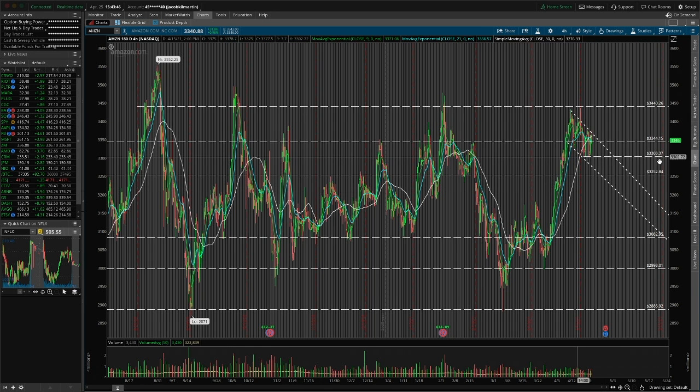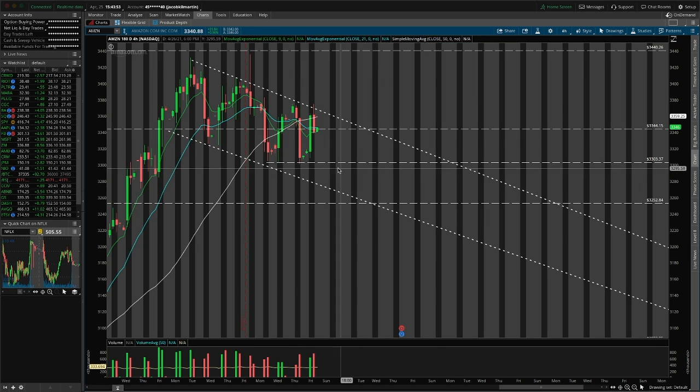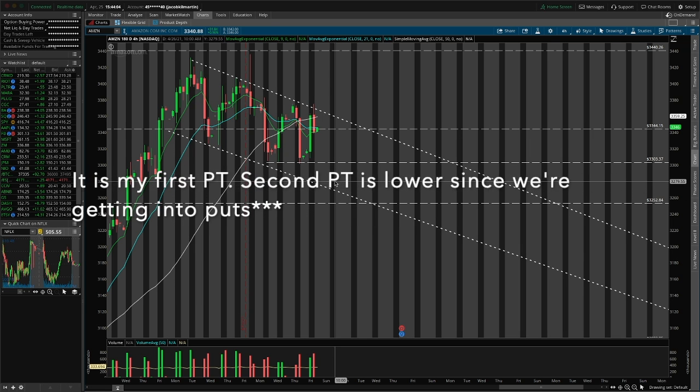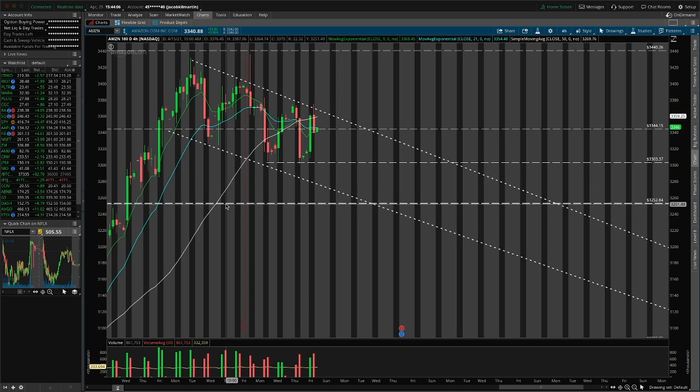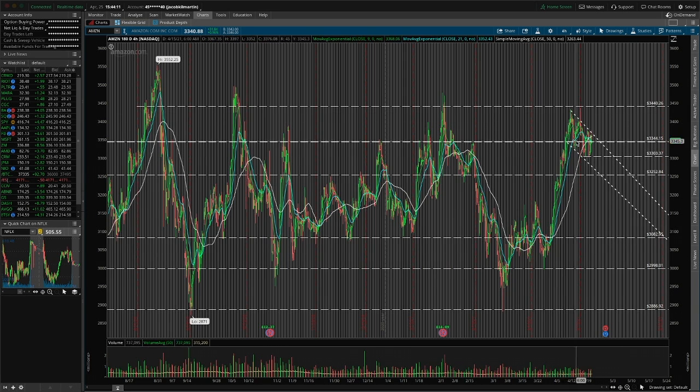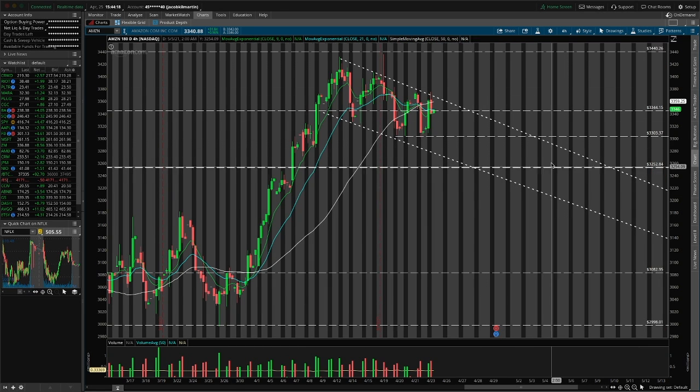Oh my gosh. Okay, I'm using the wrong tool. Okay, I'm taking profits at 3,280 if this level breaks. That's not gonna be my first profit target. If I'm feeling extra ballsy, I'm gonna hold all the way to 3,250. Again, you could see on the bigger picture, but I think this is a good play.